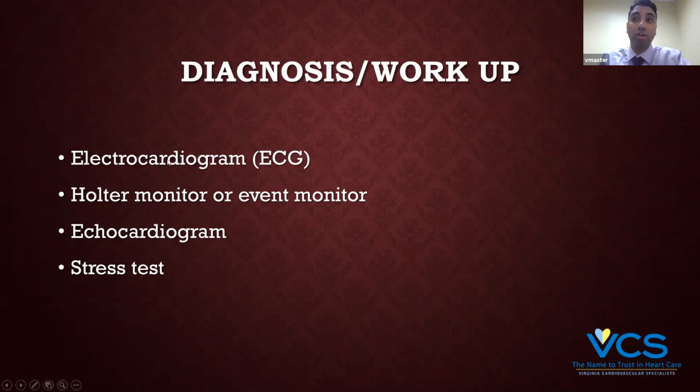So we may order what's called a Holter monitor or an event monitor. Essentially, it's a little monitor that sticks onto your chest, and it's checking your heart rhythm continuously from usually 24 hours to up to a month. That can catch atrial fibrillation that's coming and going, people who have it maybe once or twice a week. It's able to catch that much more.